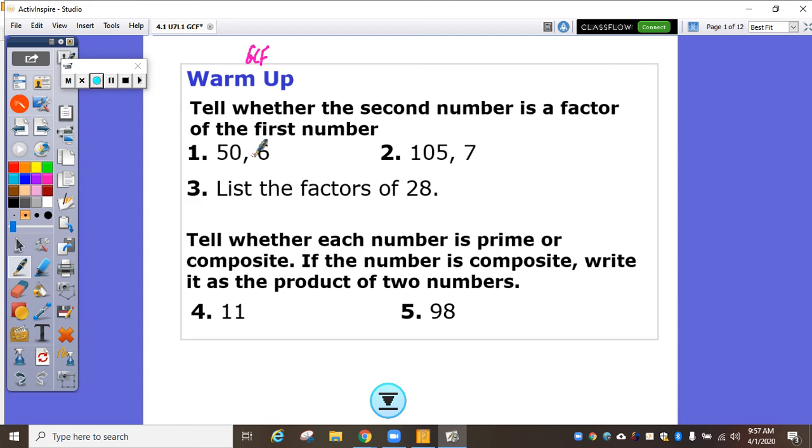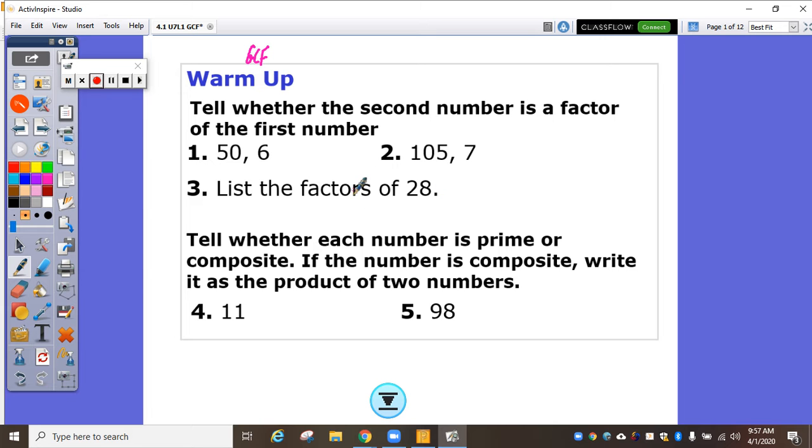Okay, and a factor is a number that actually goes into another number. So if I ask you if 6 is a factor of 50, 6 is not a factor of 50 because 6 does not go into 50. However, if I ask you if 7 is a factor of 105, yes, 7 is a factor of 105 because 7 will go into 105. We'll go in 15 times. Okay, so because 7 times 15 is 105, 7 is a factor of 105.